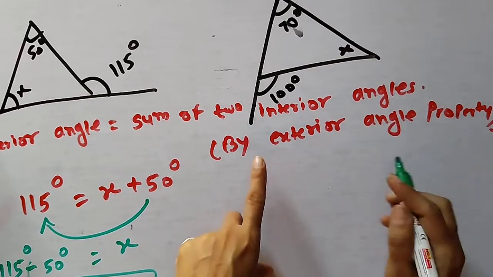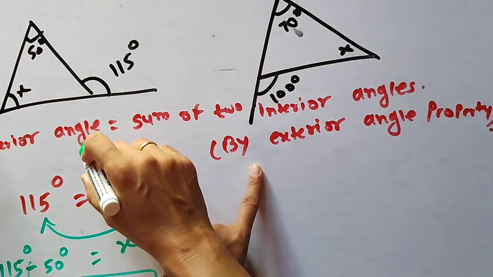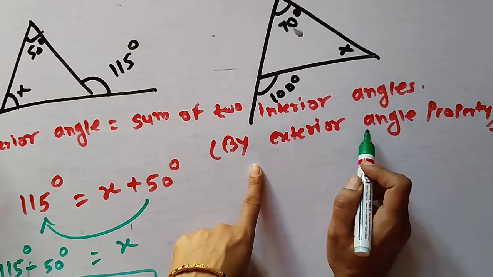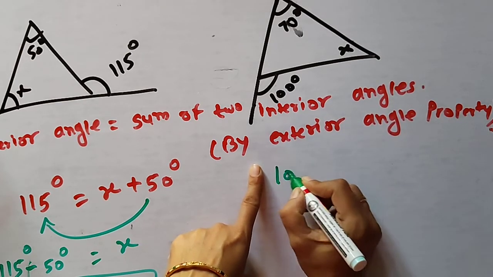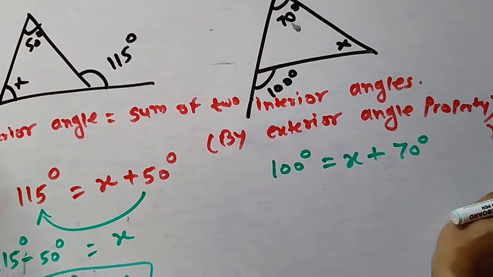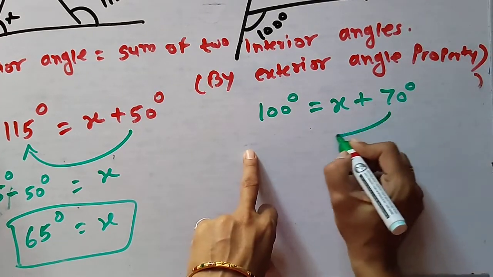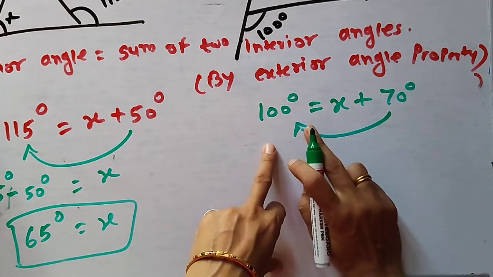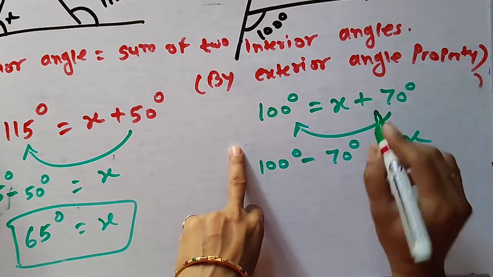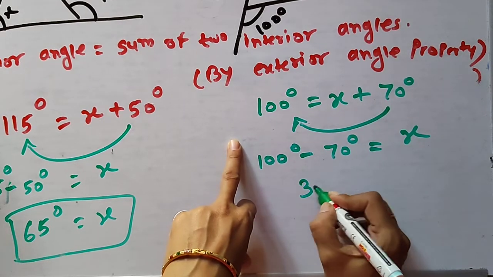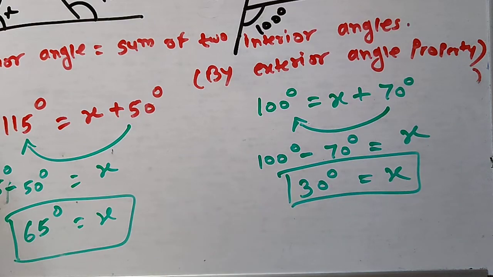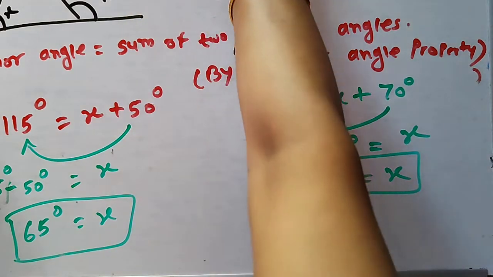In this triangle again you have to write the same step. Exterior angle is equal to the sum of two interior angles, by exterior angle property. Then the next step you write 100 degrees equals x plus 70 degrees. Now you have to solve this equation. Move this 70 to the right hand side. 100 degrees minus 70 degrees, so we get the value of x. 100 minus 70 we get 30 degrees. So what is the value of x? 30. So in this way you have to complete exercise 6.2.